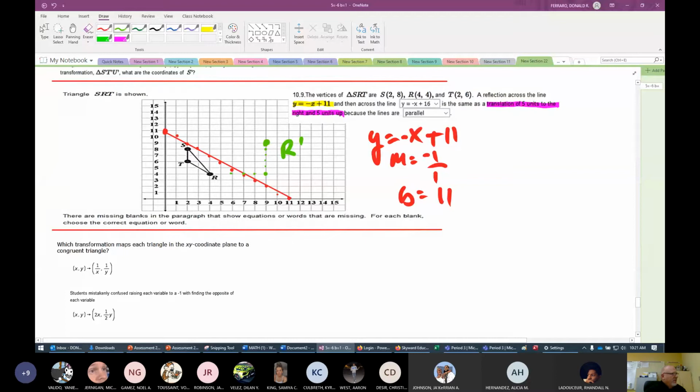And I do the same thing to T. So I go 1, 2, 3, 4, 5, and 1, 2, 3, 4, 5. And then I do the same thing with S. 1, 2, 3, 4, 5, and then 1, 2, 3, 4, 5. So I got S prime, I got T prime, and I've got R prime, and we will fill in this shape.